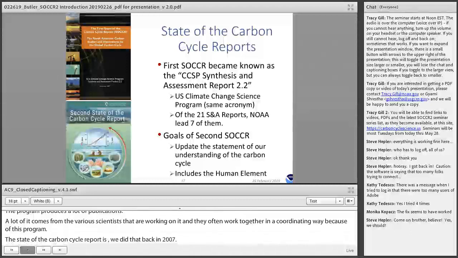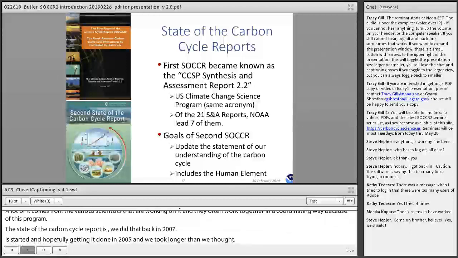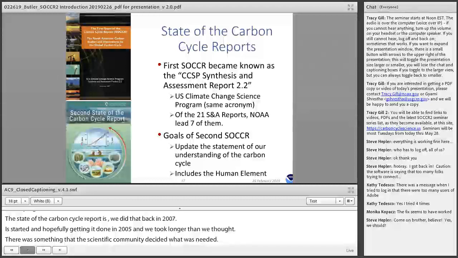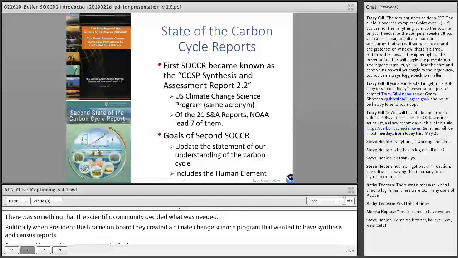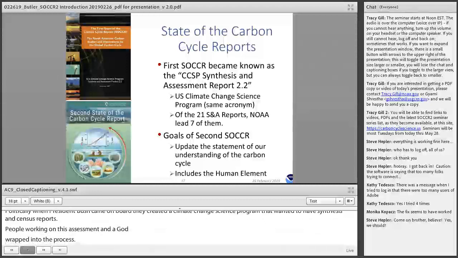But also politically, when President Bush came on board, they created the Climate Change Science Program and wanted to have synthesis and assessment reports. So people were working on this first SOCCR assessment, and it sort of got wrapped into this synthesis and assessment report process. So it's sort of known by 2 names, but we refer to it as the first SOCCR report, first State of the Carbon Cycle report.